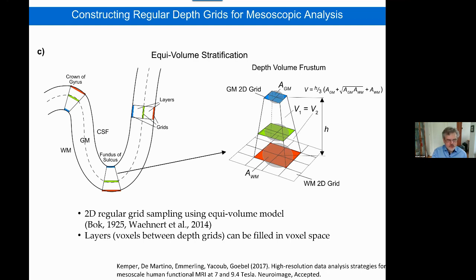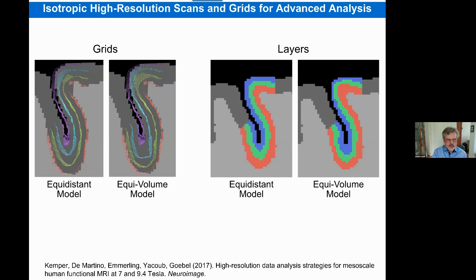The reconstructed 2D regular depth grids are shown here on the left side, and from those we model layers filled by voxels as shown on the right side. And these structures can then be used to sample functional data and to assign functional data, which is aligned to the anatomy, to the various depth levels and columnar structures.